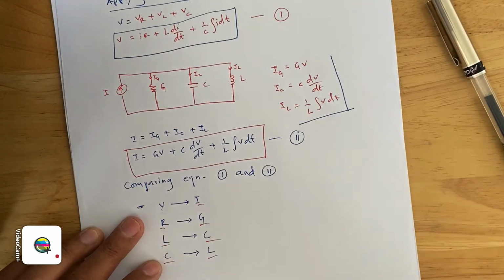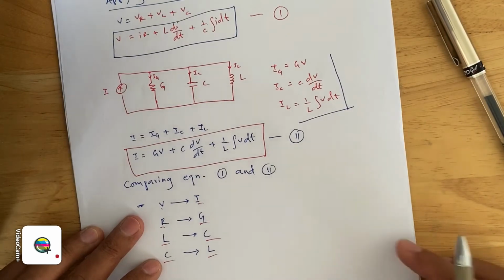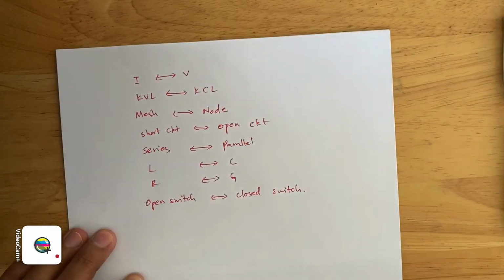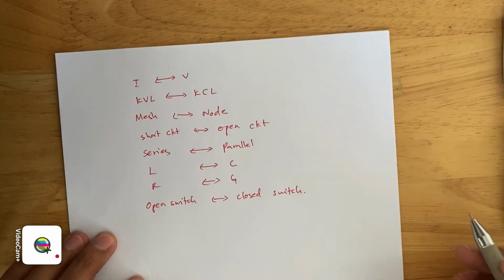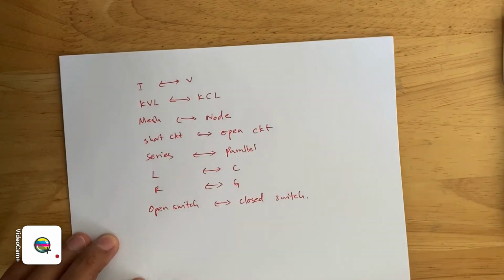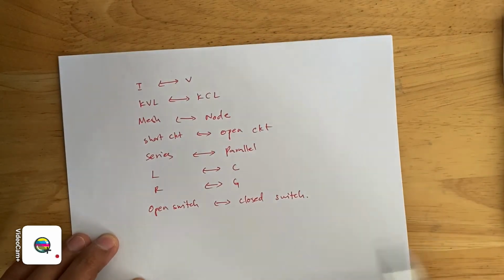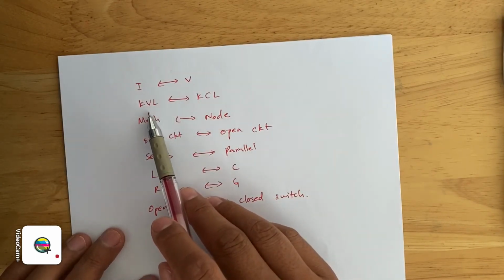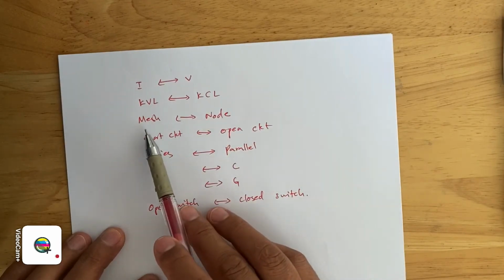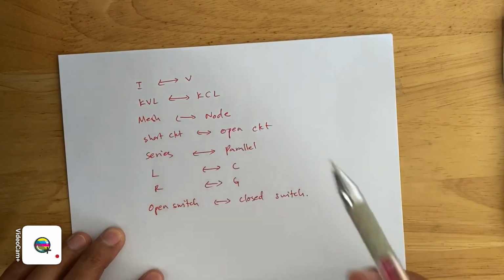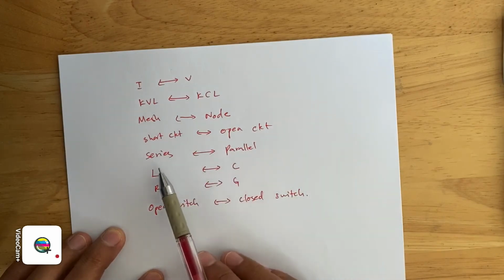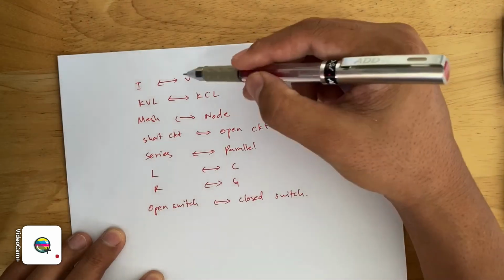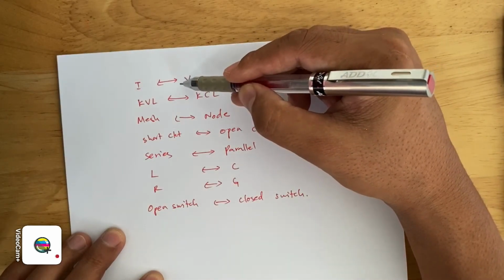And then we also have other representations of the quantities in the original network and the dual network. For example, for the electrical quantities, we can transform from one network to another like this. The current source we can replace with the voltage source, then KVL with Kirchhoff's current law, mesh with node, short circuit with open circuit, and series circuit with parallel circuit. These are interchangeable, right? See, I have written the arrow in both directions.